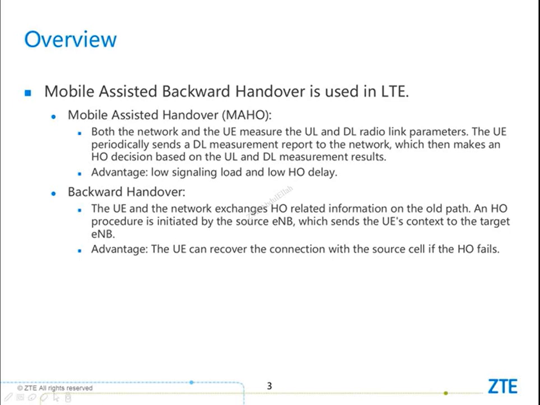And the second type is backward handover. In backward handover, the UE and network exchange handover information on old paths. So the UE can recover the connection with the source if the handover fails.